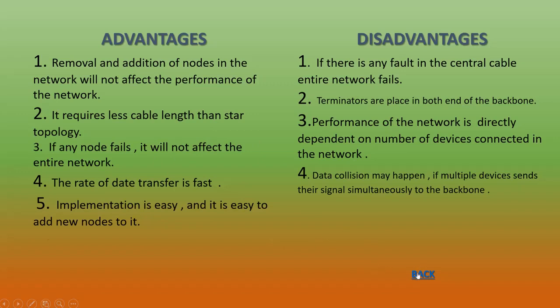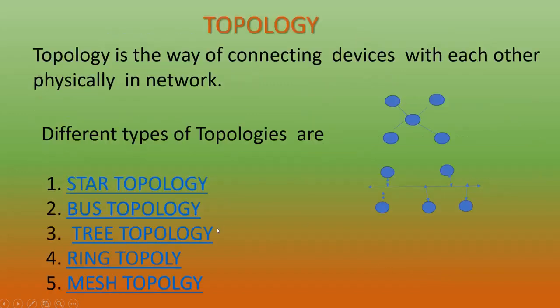Now we can see the next topology. The next topology is tree topology. It is just like a tree structure. In tree topology, there will be a central hub and secondary hubs. Some systems will be connected to the central hub and the remaining systems will be connected to the secondary hubs.